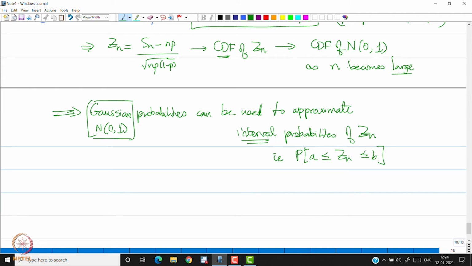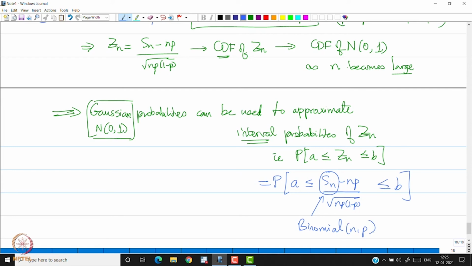And of course, an interval probability of Zn can be mapped to a corresponding interval of Sn also. Well, that's very easy. Let me just write that out. This probability is now going to be the probability that a is less than (Sn minus np) divided by square root of n p (1 minus p), less than b, right? And this Sn is basically binomial. So basically, binomial interval probabilities can be approximated by Gaussian. That is the most important point here.